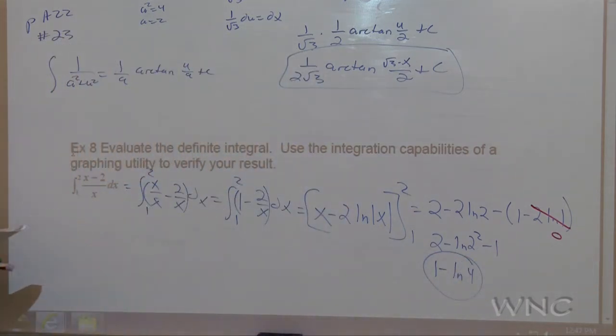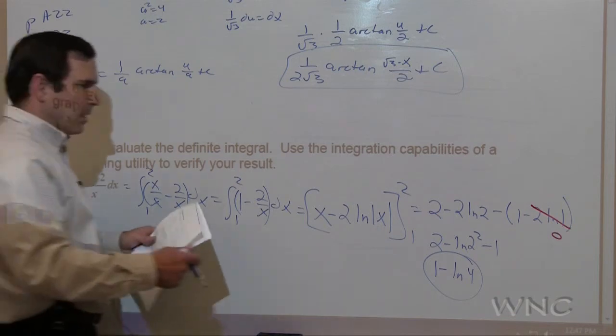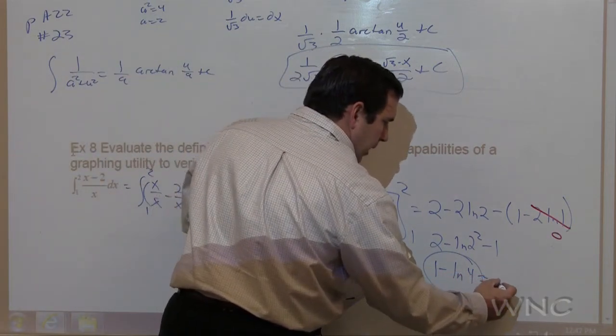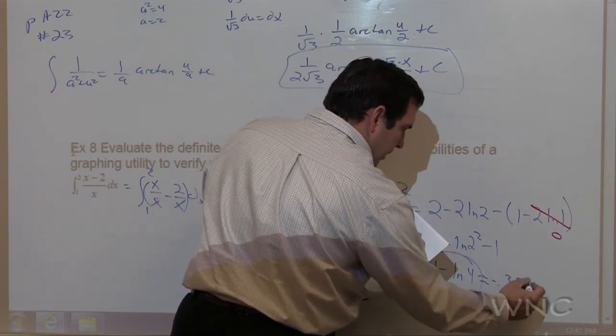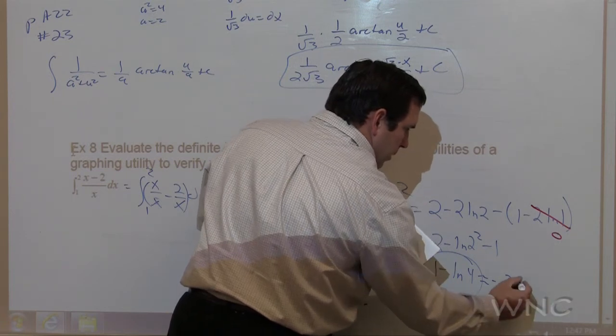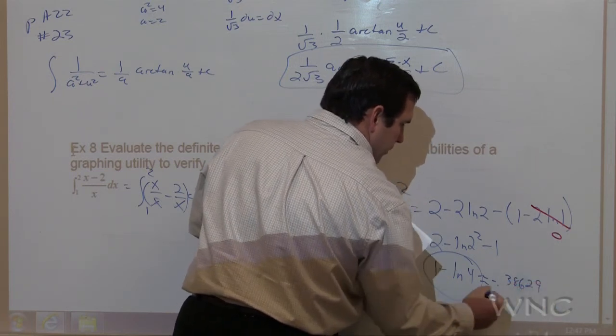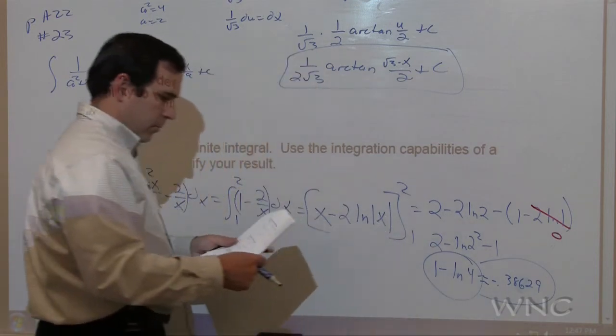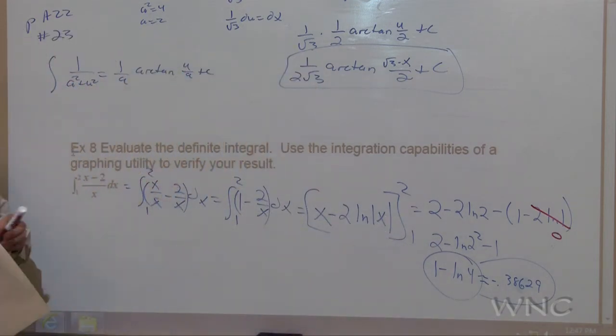Okay. If you want the decimal on that, that's going to be approximately negative 0.386629. Okay. That's it for 8.1, basic integration rules.